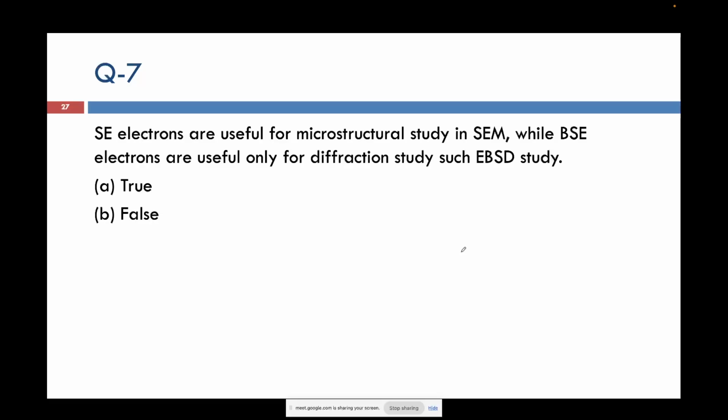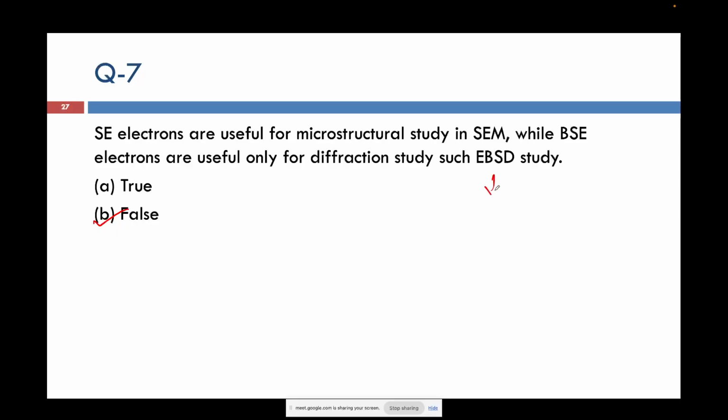Yeah, so the next question is: secondary electrons are useful for microstructural study in SEM, while BS electrons are useful only for diffraction study such as EBSD study. Is it true or false? Can anyone answer? False. Okay. Yes, false, this is the correct answer. So secondary electrons are used for microstructure study, BSE are not.